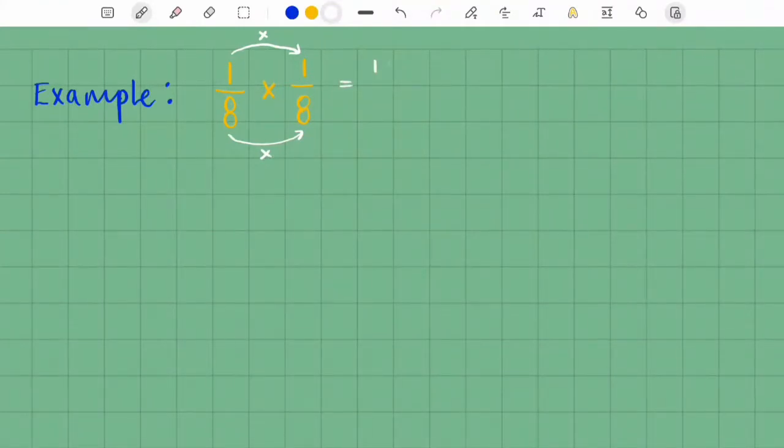So our working would be 1 multiplied by 1 over 8 multiplied by 8. You don't need to do that step. You can do 1 times 1 and 8 times 8. And there's your final answer.